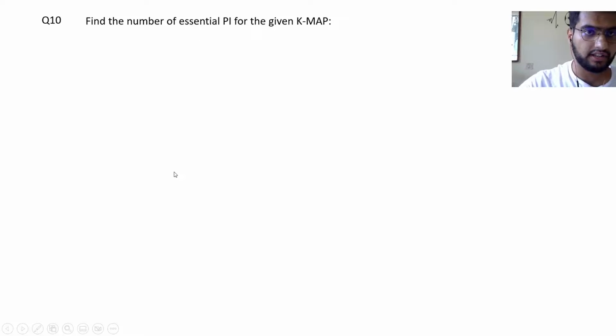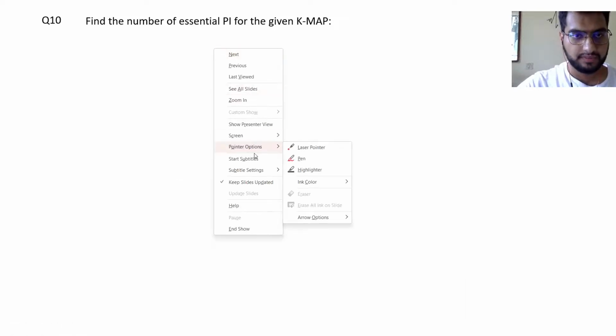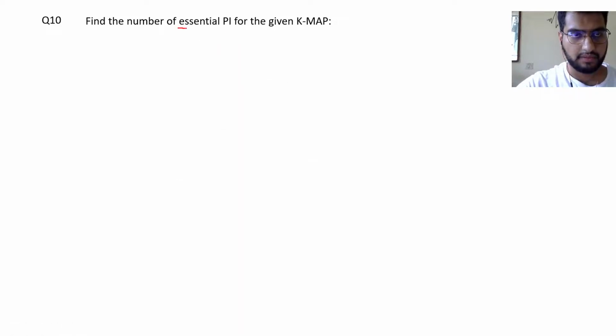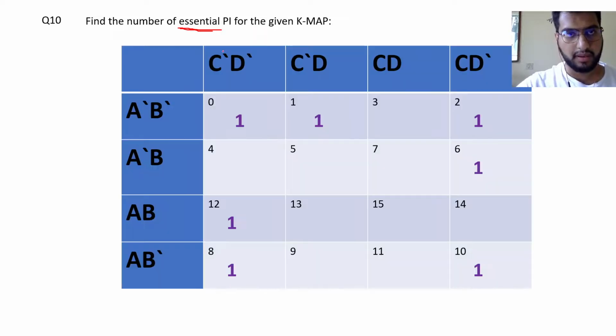Find the number of essential, mind this word essential, find the number of essential prime implicants for the given K map. The essential prime implicants are simply prime implicants which cover a minterm that is not covered by any other prime implicant. So we have this K map equal to summation of 0, 1, 2, 8, 10 and 12. We are asked to find the number of essential prime implicants.